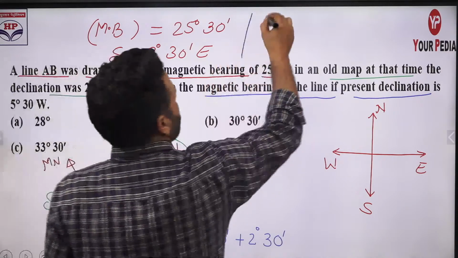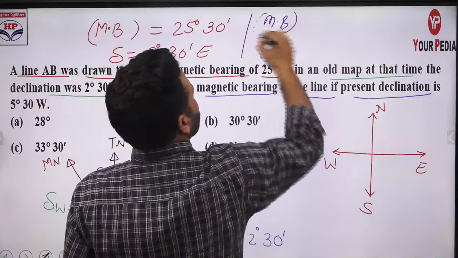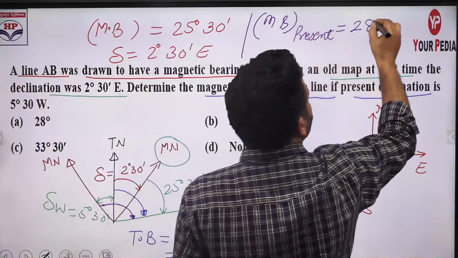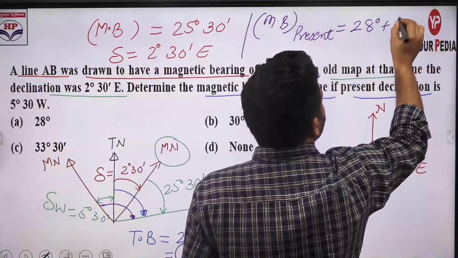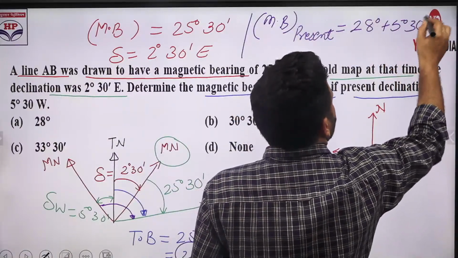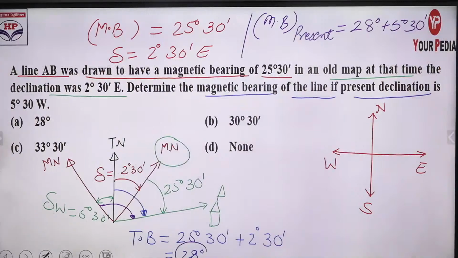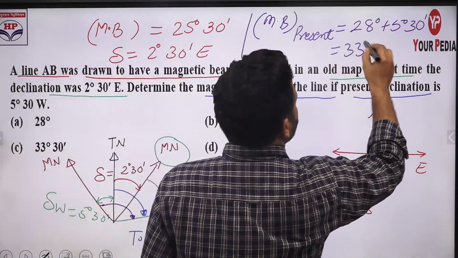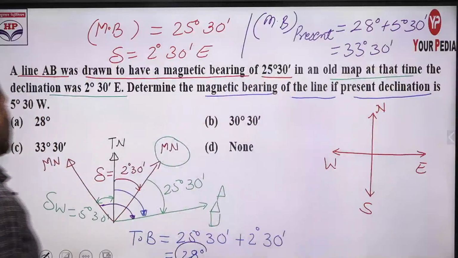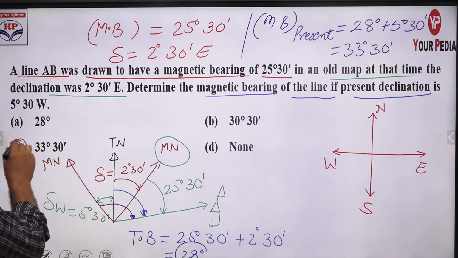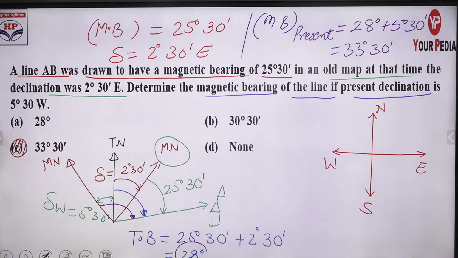Then the magnetic bearing at present, let me write it like this, equals 28 degree, that was the true bearing, plus 5 degree 30 minute, that was your western declination. So you will get 33 degree 30 minute. This is the answer. Option C is the right option. Is it okay?